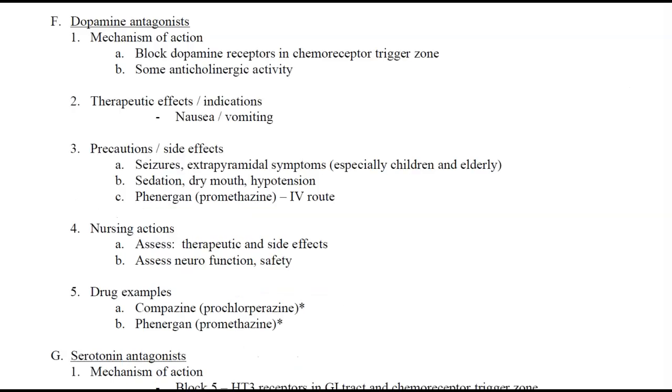Also under the anti-emetic class are the dopamine antagonists. The mechanism of action of dopamine antagonists is basically blocking dopamine receptors in the chemoreceptor trigger zone. So how does that help? Well, remember, dopamine helps regulate movement, right?